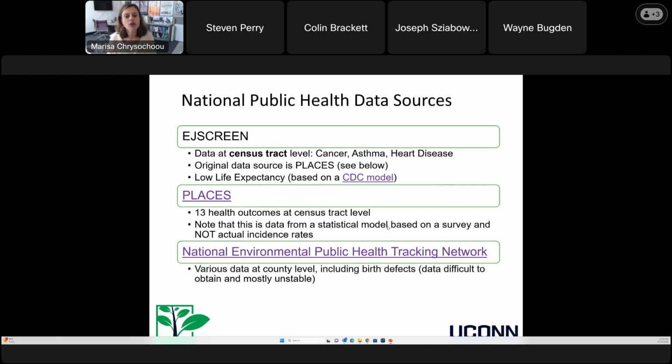So there are two types of public health data sources that you can use. The first one is data that is available at the national level, and then data that's available at the state level. So first we will start with the national level. There are three sources that you can use. The first one is EJ-Screen, which we also talked about in the previous webinar.